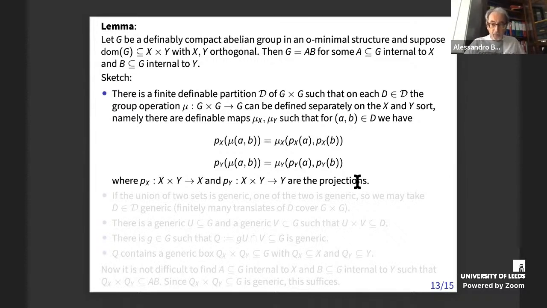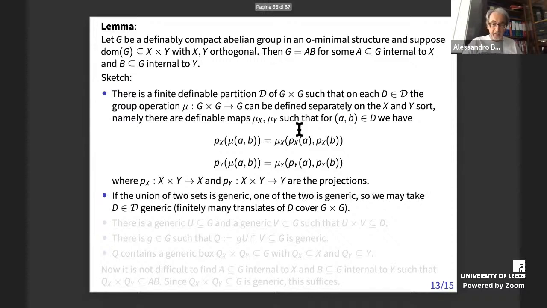Of course, if this set D of the partition is the whole group, this simply means that the group is a direct product, and so you are done. This piece of the partition, however, may be small, but not too small, because the group is definably compact, so at least one of them is rather big, is generic. Because we know that if a union of two sets is generic, one of the two is generic. That means finitely many translates cover G times G, so we may take one of these D's to be generic.